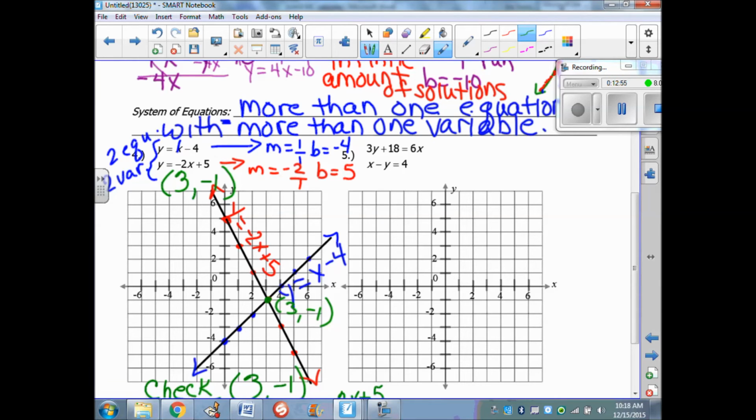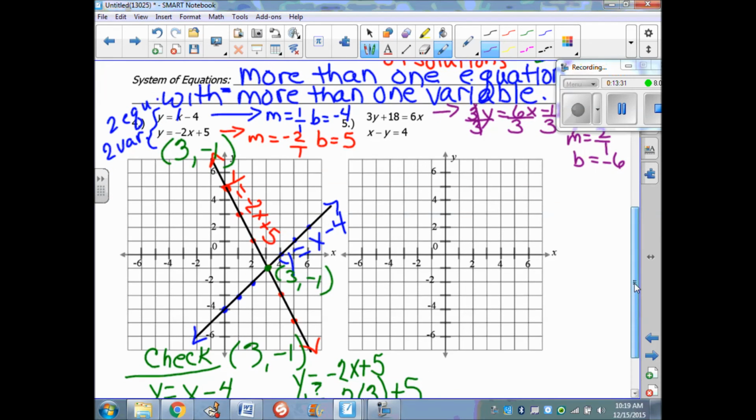Whoa, number 5 looks crazy, but we still know how to isolate, okay? We know how to isolate y, because in order to graph, we've got to isolate y. So I'm going to subtract 18 from both sides. So I have 6x minus 18, and then to continue to isolate y, I've got to divide everything by 3. So I'm going to get y is equal to 2x minus 6. So my slope is 2 over 1, and my y-intercept is -6.